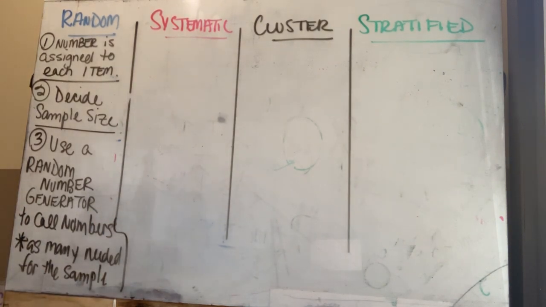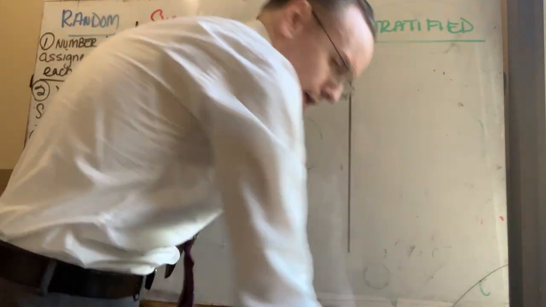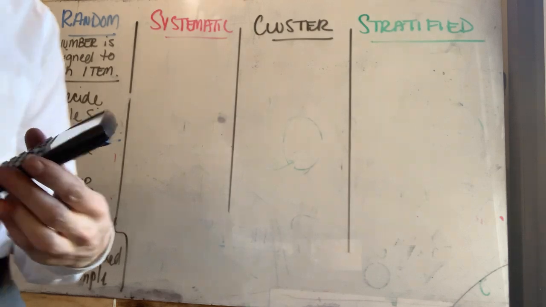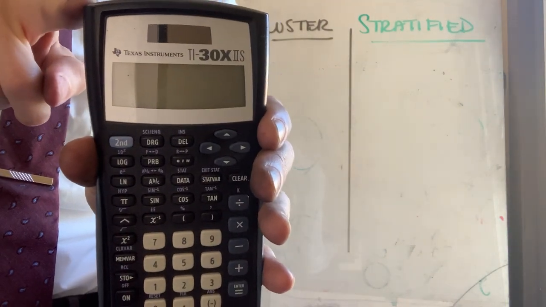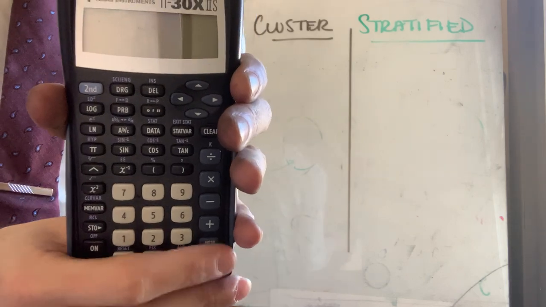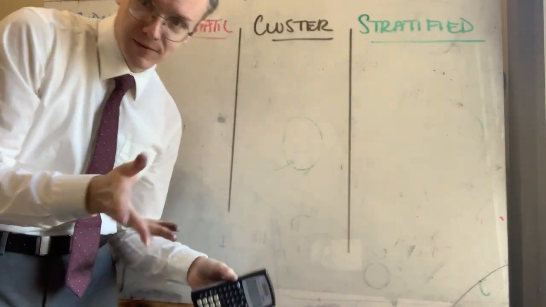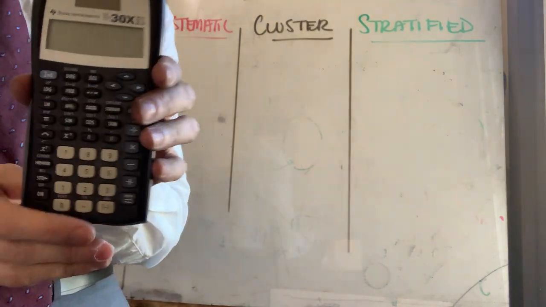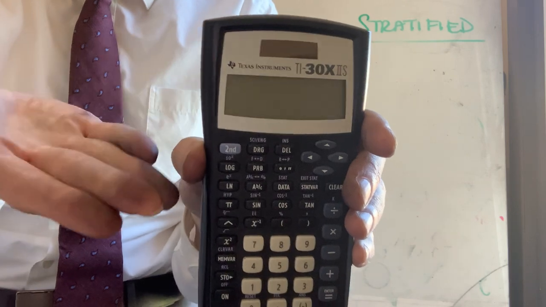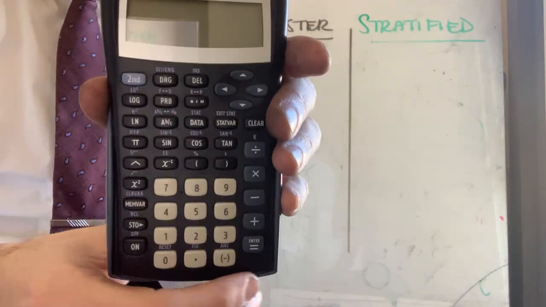Now, just as a side note, you have a random number generator in your calculator, as long as you have the standard TI-30X. Interestingly, if you do like to play the lottery, and I don't want to either persuade you or dissuade you, you could actually have your calculator decide the numbers for you if you have trouble like me deciding.